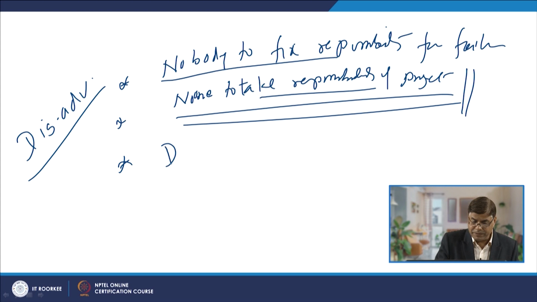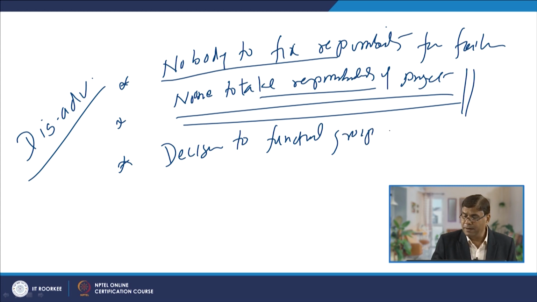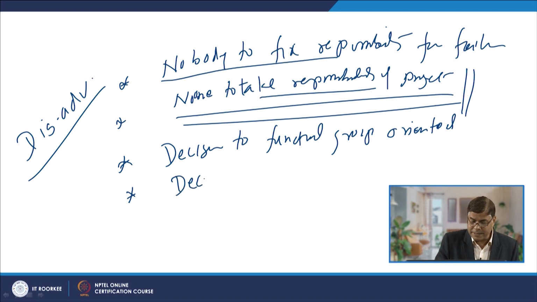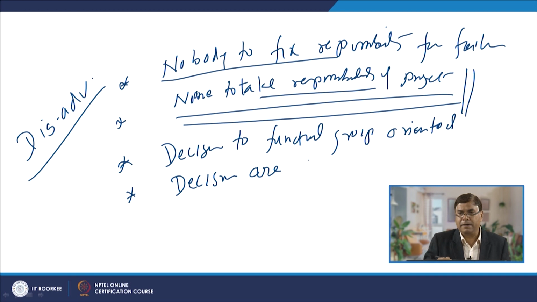Most of the time the decisions are functional group oriented. So, the functional groups keep their interest in mind while giving their inputs during the decision making, and in the way decisions are taken, the strong functional groups dominate.